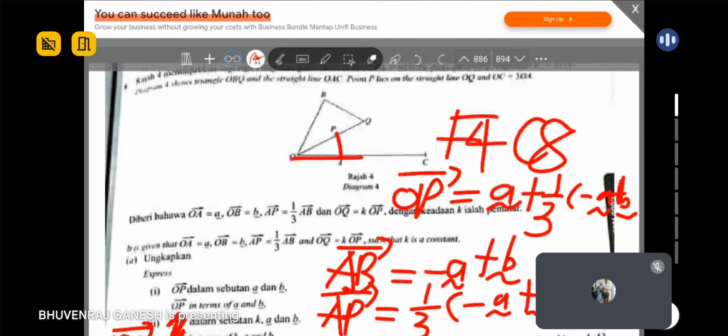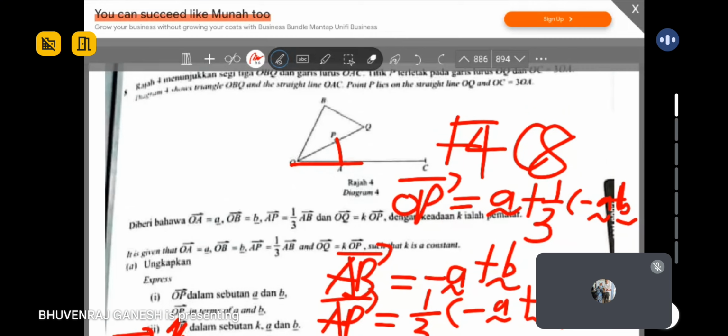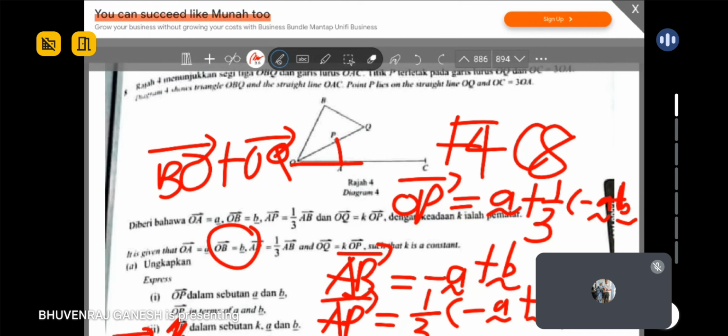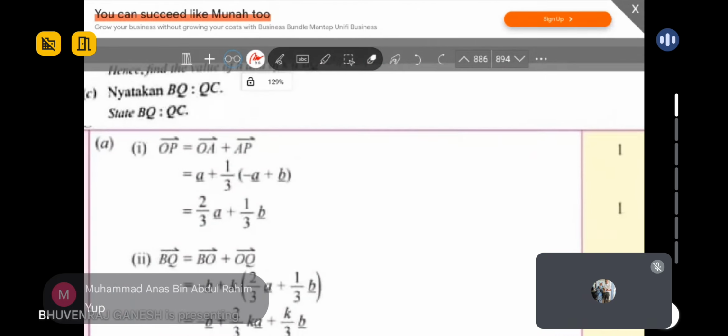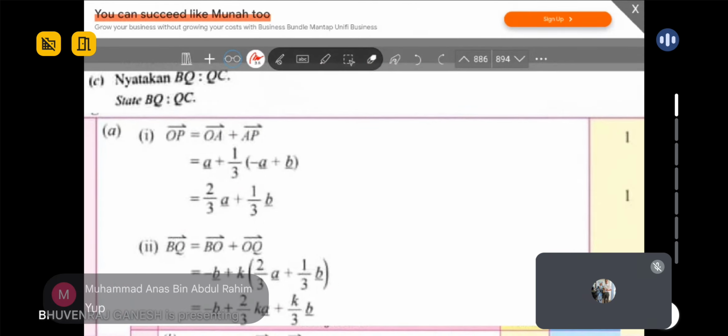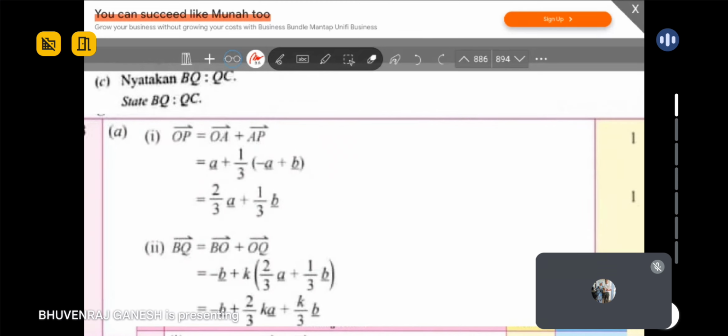Okay, so BQ equal to what, guys? BQ is equal to BO plus OQ. Am I right? Okay, so BO, kamu ada informasi. OQ equal to k OP. OP adalah jawapan tadi. So gantikan saja. Just substitute your answer. Okay, so you will get something like this. Okay, guys? Boleh? Okay, so this is your answer for soalan yang kedua.